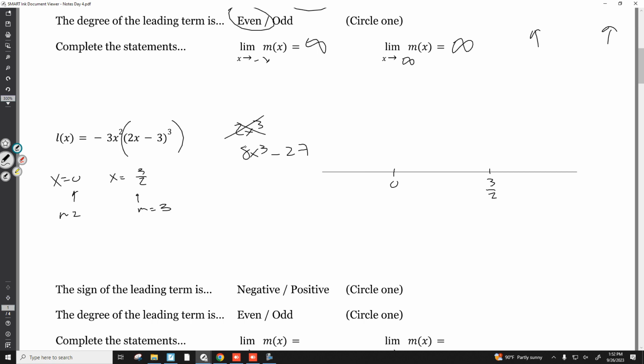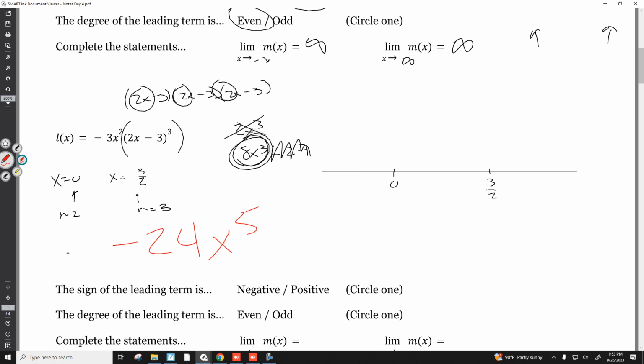The 8x cubed is correct. If we can get the 8x cubed right now, that's good, that's fine, because we understand like 2x minus 3 times 2x minus 3 times 2x minus 3. We're going to have 2x times 2x times 2x. 8x cubed comes out of 2x minus 3 cubed. 8x cubed times negative 3x squared is negative 24x to the fifth. This is the winner.